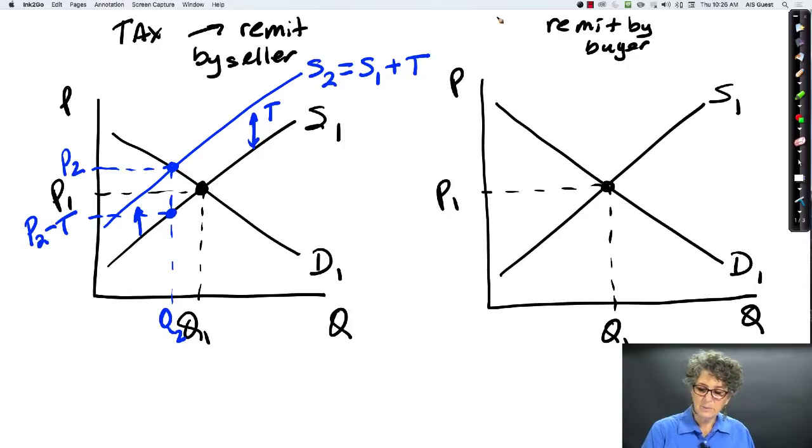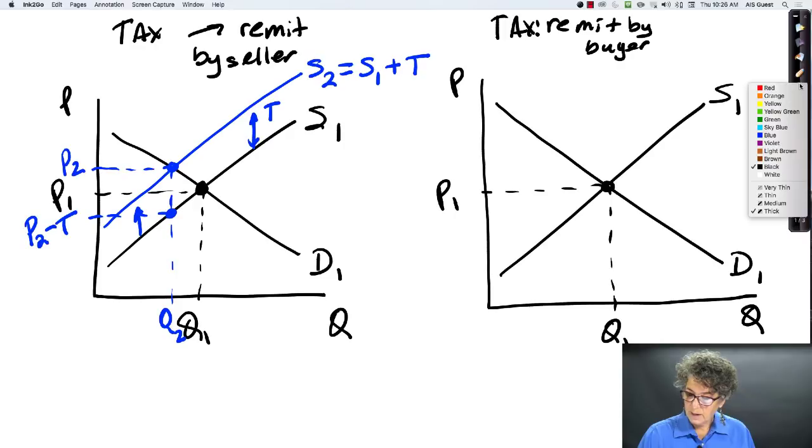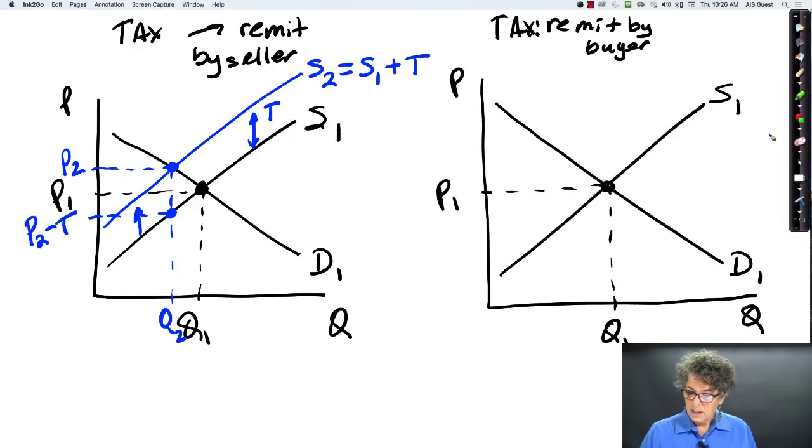If the tax is remitted by the buyer, then the tax is affecting the buyer's price directly. It's affecting how much the buyer is willing and able to pay for this particular product. And so in this case, when the tax is remitted by the buyer, it's going to be shown as affecting the demand curve.